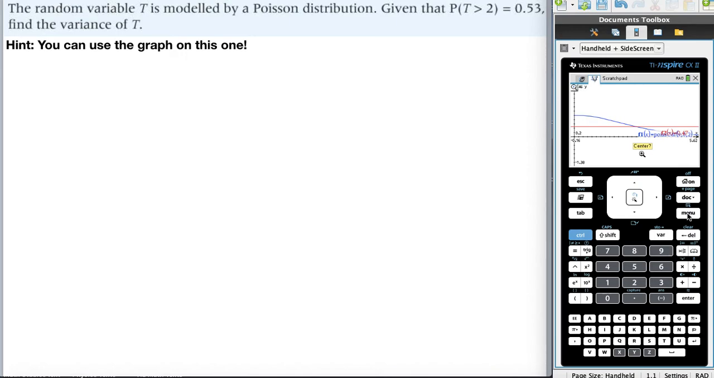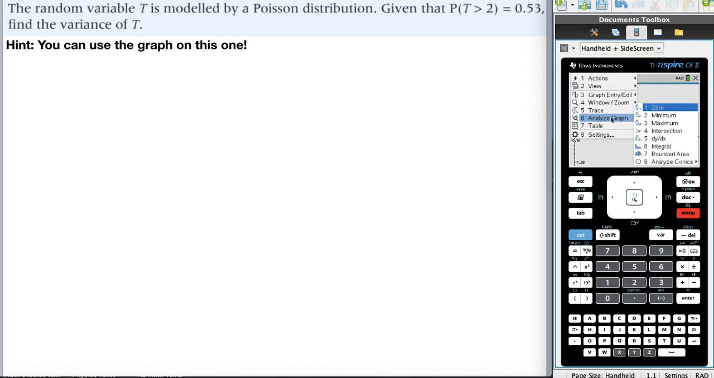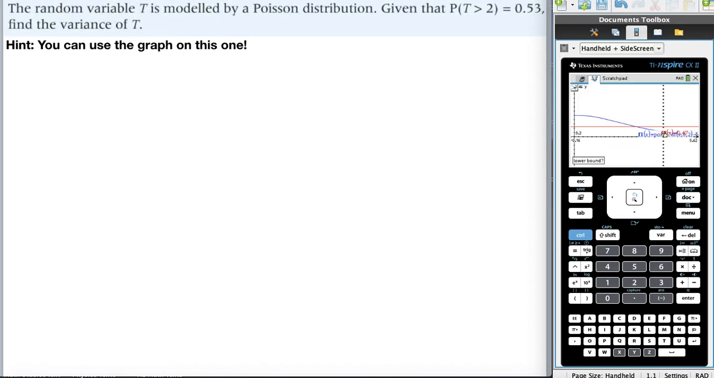And the intersection, of course, I'm going to go into menu, then analyze graph. Once I analyze the graph, then I'm going to find the intersection. It says lower bound right here in the bottom, so that means I need to go to the left of the intersection. And then upper bound, I'm going to go to the right of the intersection, and lo and behold, there it is. I'm going to move it so I can see it a little bit better. You can do all this on your calculator, so I get an answer of 2.8 comma 0.47.